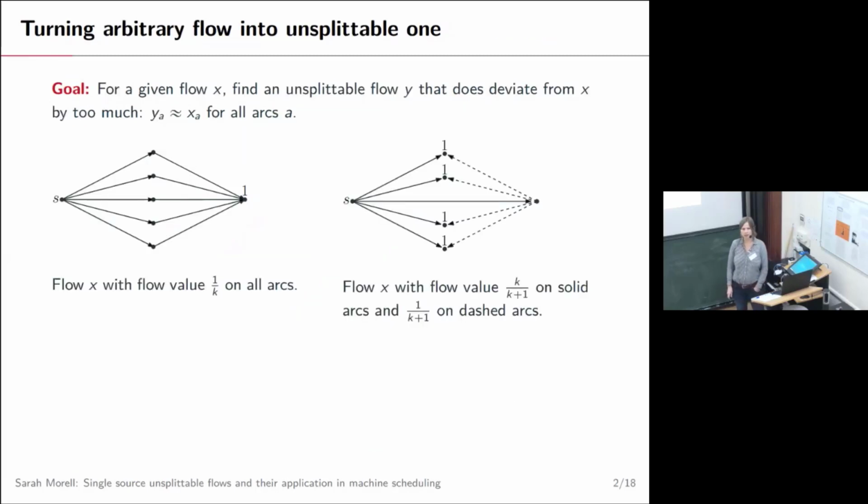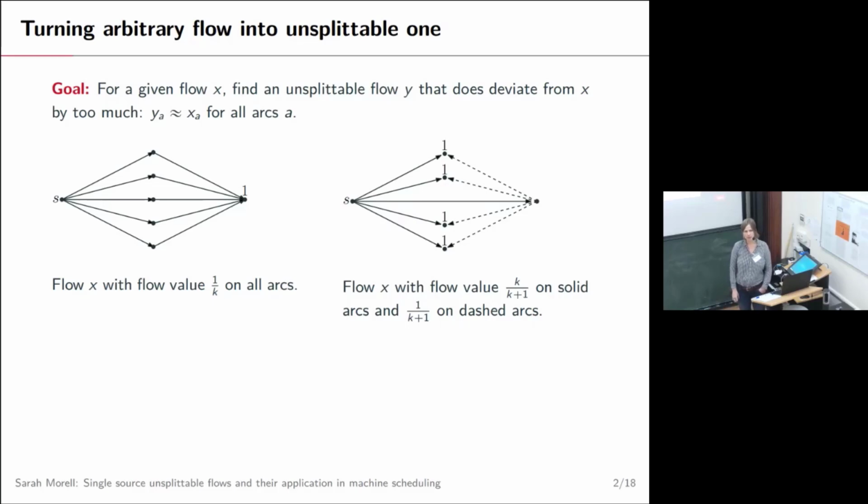Now, we're not focusing on the general unsplittable flow problem today, but on this version where we want to turn an arbitrary flow in a graph into an unsplittable one. So the goal is that we are given an arbitrary, simple network flow X, and we want to find an unsplittable flow Y such that the flow value on each arc does not deviate by too much. So YA is more or less XA on all arcs.